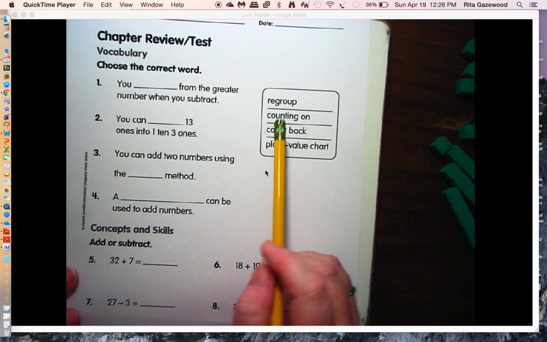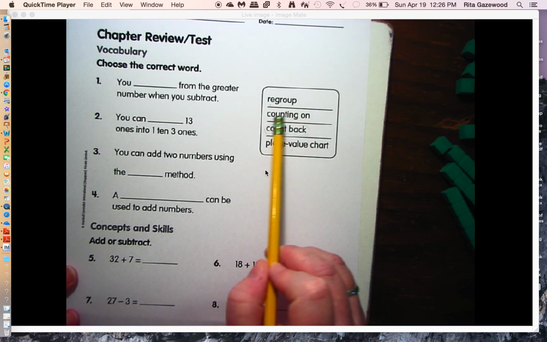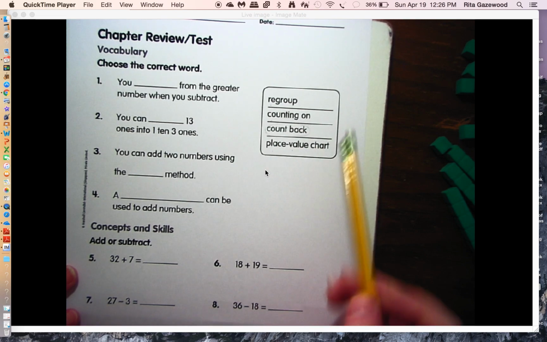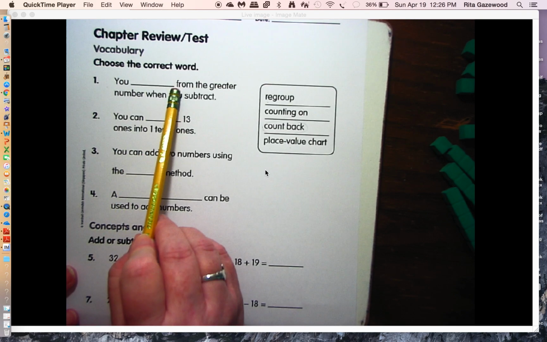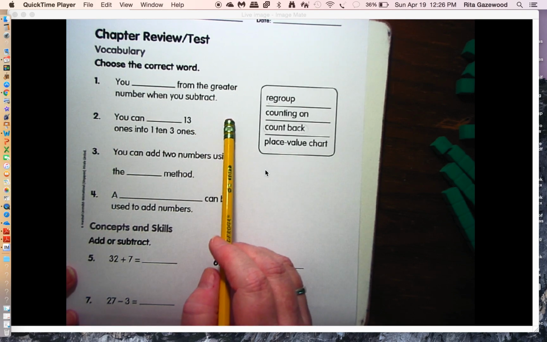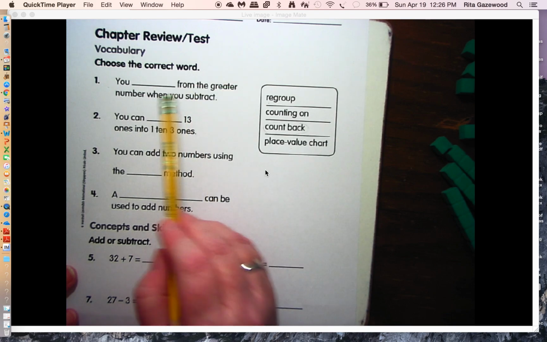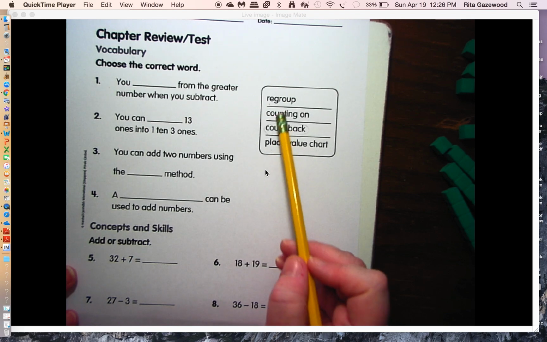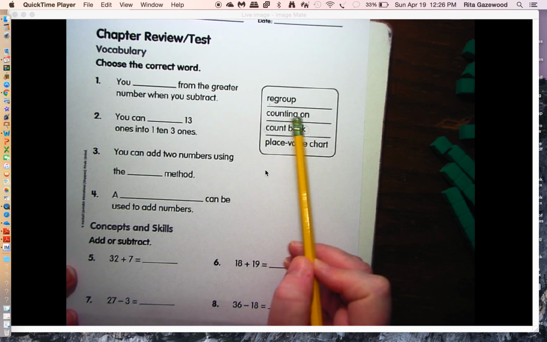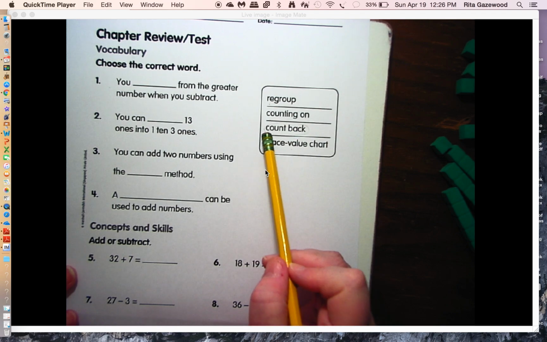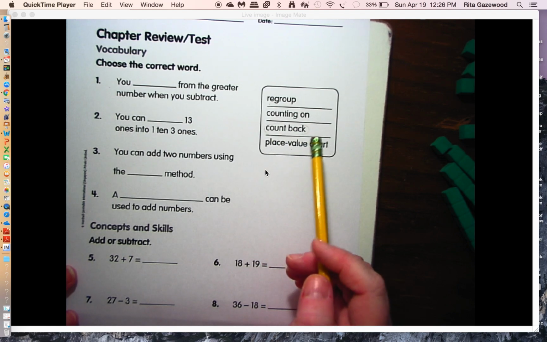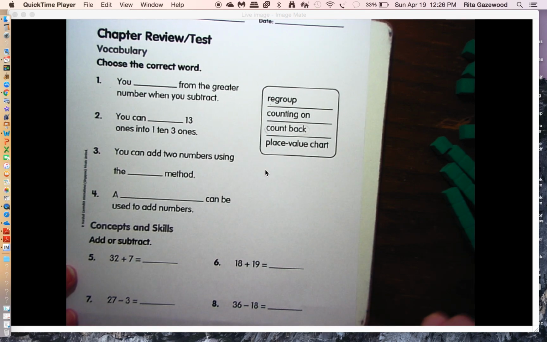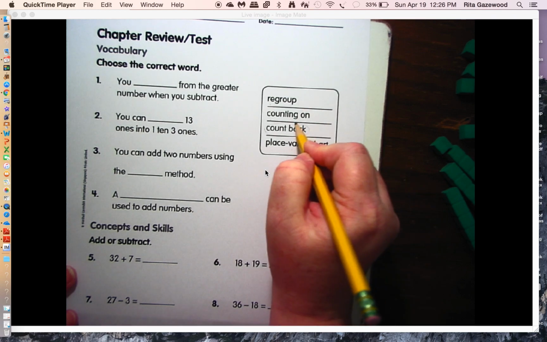So let's find out what our words are. Regroup, counting on, count back, place value chart. So let's see. Number one, you blank from the greater number when you subtract. Do you regroup from the greater number when you subtract? Do you counting on from the greater number? Do you count back from the greater number when you subtract? Do you place value chart? Which one makes sense? That's right, you count back.